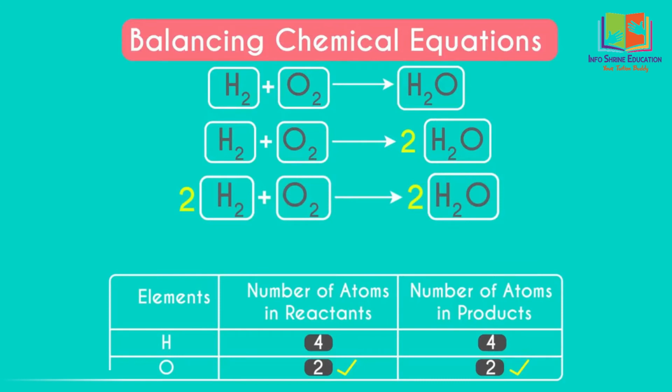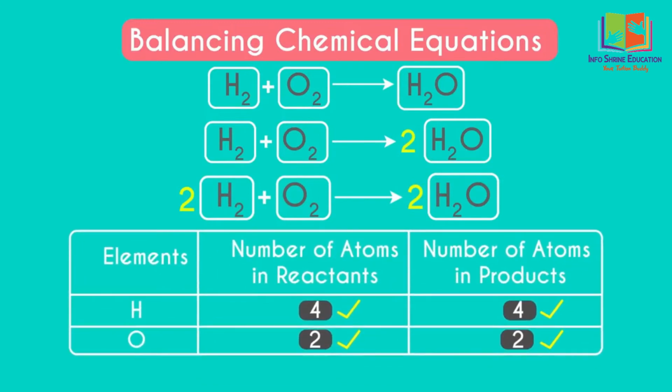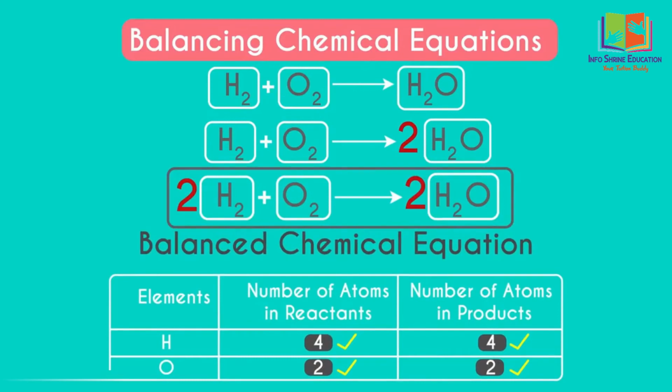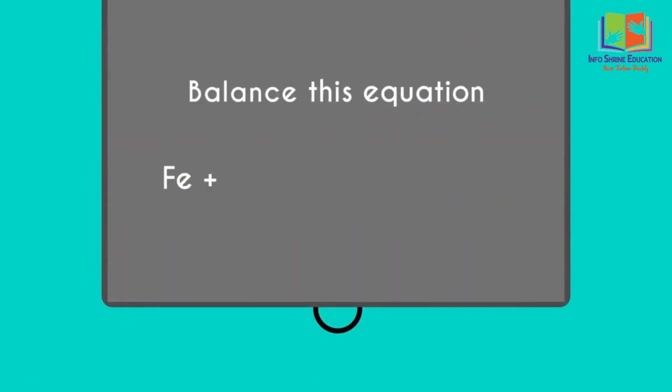Is the equation balanced now? Absolutely. We can form the table and verify it. This is what you'll get. So we simply multiply the appropriate elements or compounds as necessary to balance each and every element. When all elements are balanced, we say that the chemical equation is balanced. Easy, wasn't it? Why don't you try balancing this chemical equation?